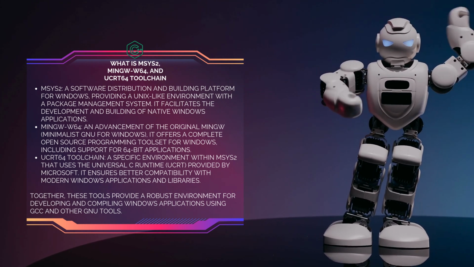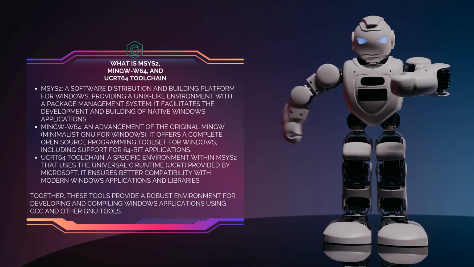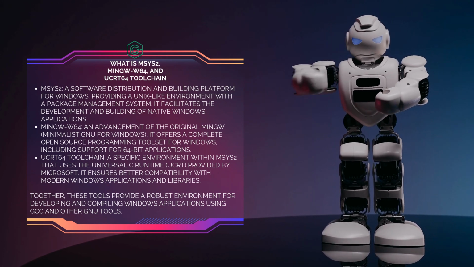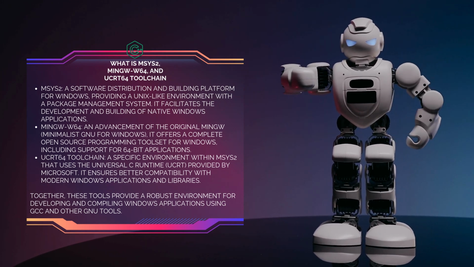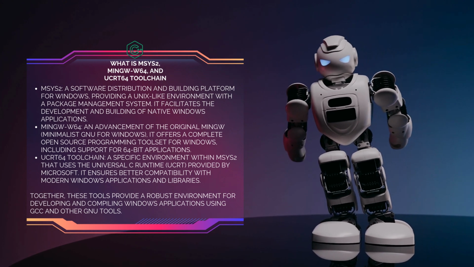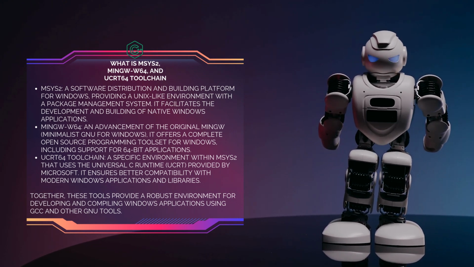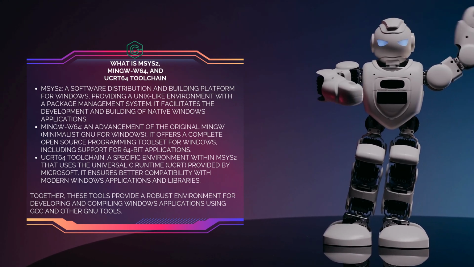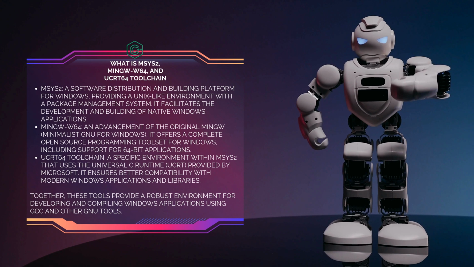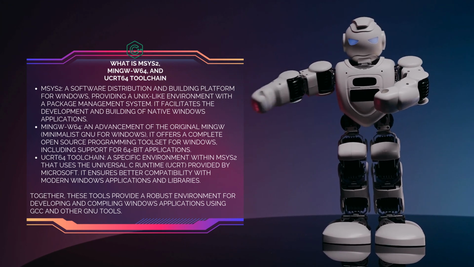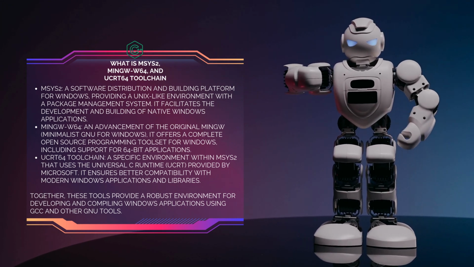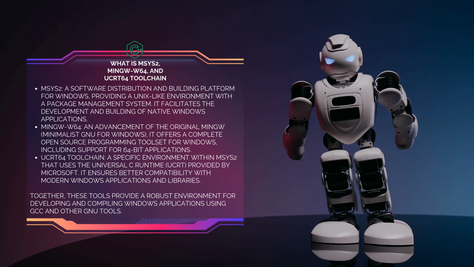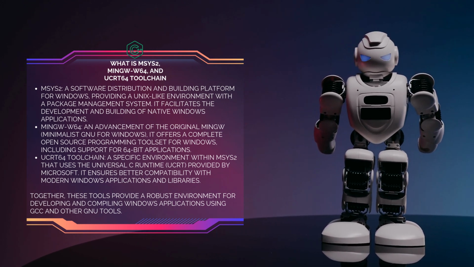Your UCRT64 toolchain is a specific environment within your MSYS2 that uses the Universal C Runtime provided by Microsoft, and it allows compatibility with modern Windows applications and libraries. So together, you have a complete tool set for developing and compiling Windows applications using GCC and other GNU tools.